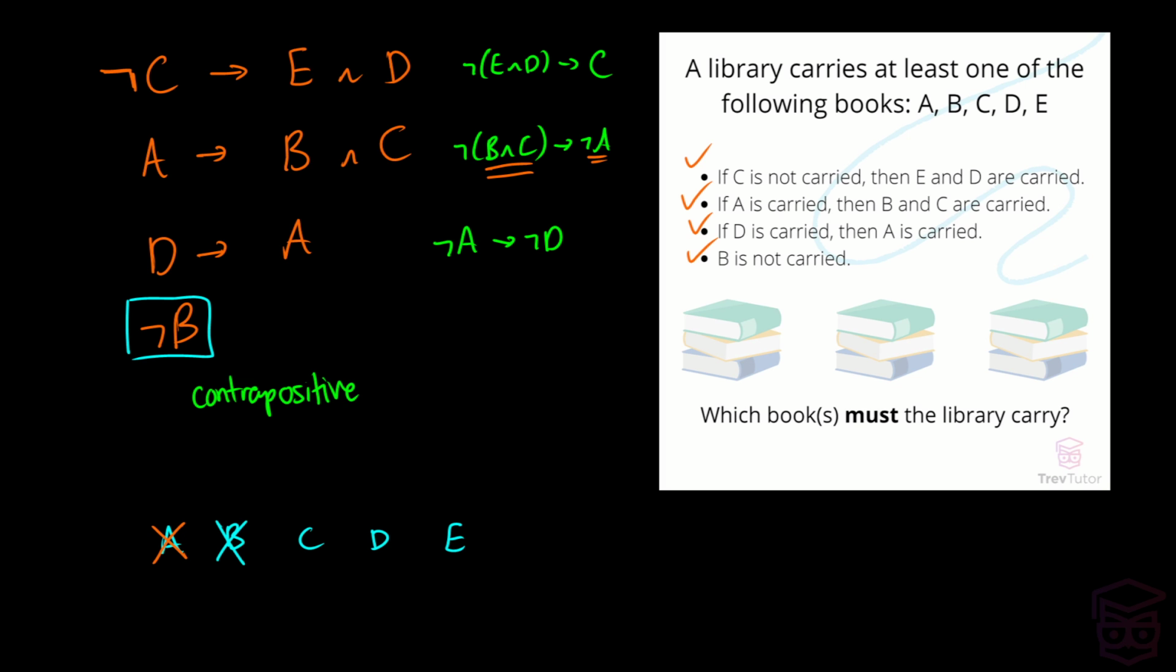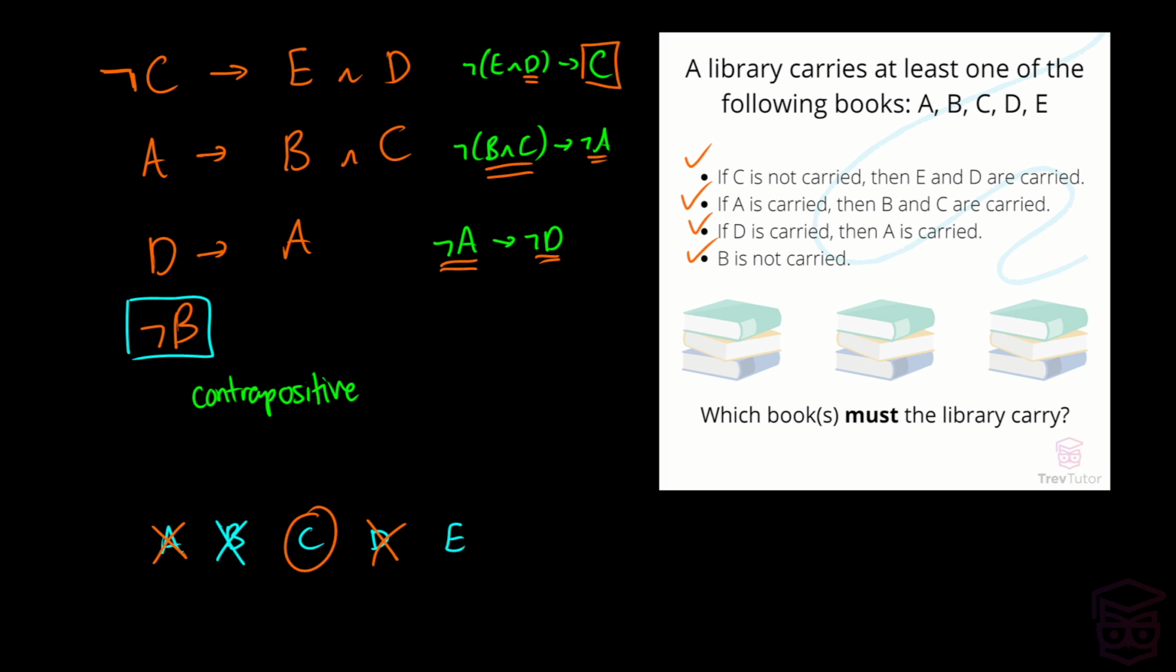Now, if we don't have A, we know the contrapositive of rule 3 tells us that we do not have D. So we're not going to have D in our system. Then, if we don't have D, as shown in the contrapositive of our first rule, this means that we're definitely going to have C.